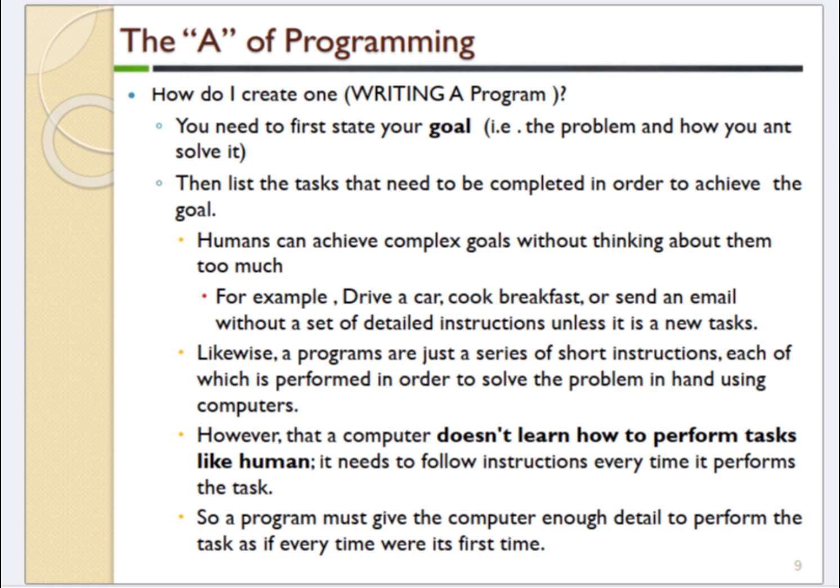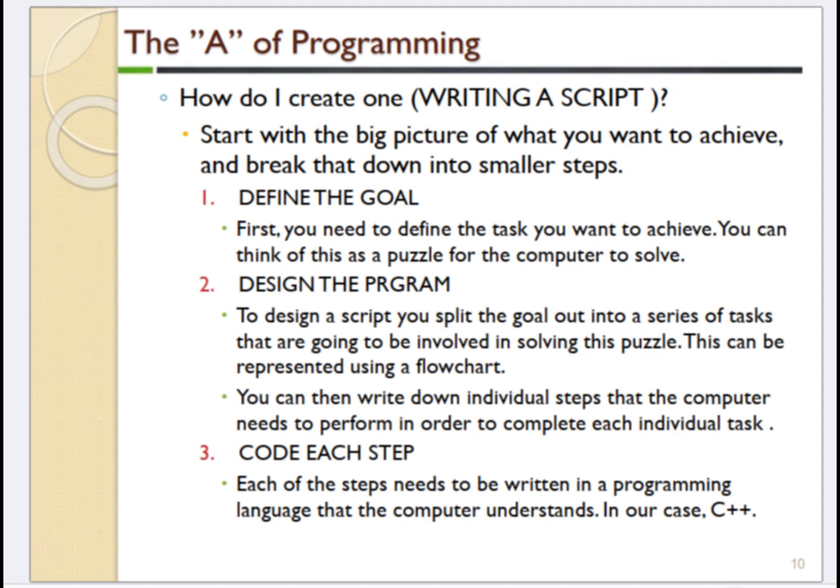Likewise, programs are just a series of short instructions, each of which is performed in order to solve the problem in hand using computers. However, a computer doesn't learn how to perform tasks like a human; it needs to follow instructions every time it performs the task. So a program must give the computer enough detail to perform the task as if every time were its first time. The A of programming. How do I create one? Writing a script.